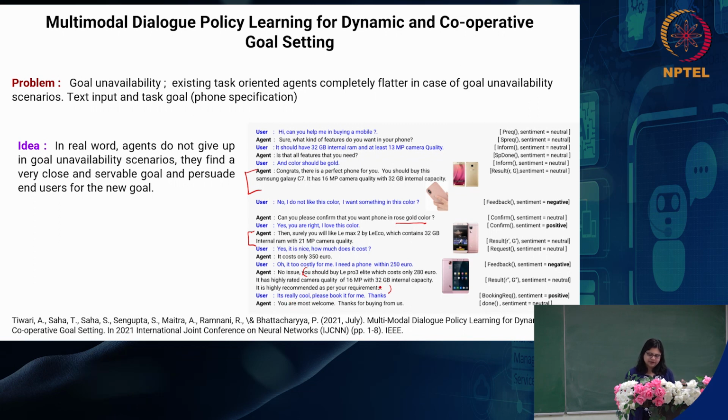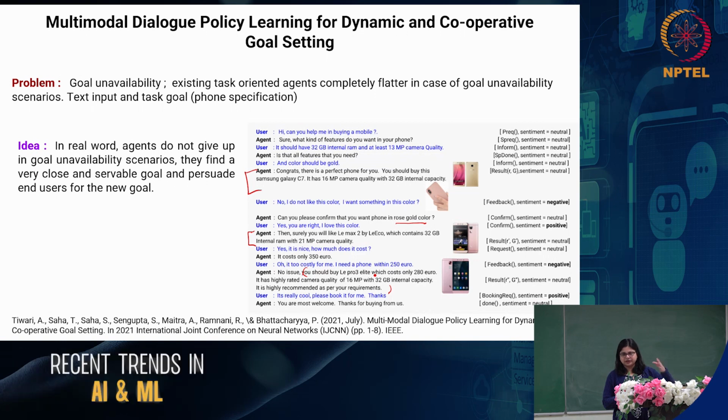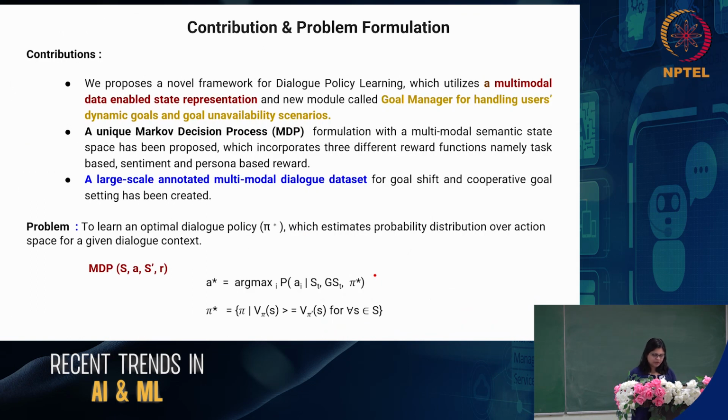So you can see that there are so many changes in the goal. Initially there was a goal, then the user doesn't like the color, so there is a change in the goal. Then again there is a change in the goal because of the price. So there are so many changes.